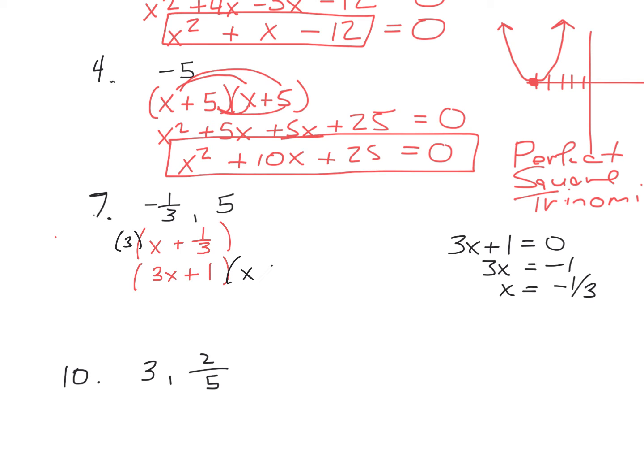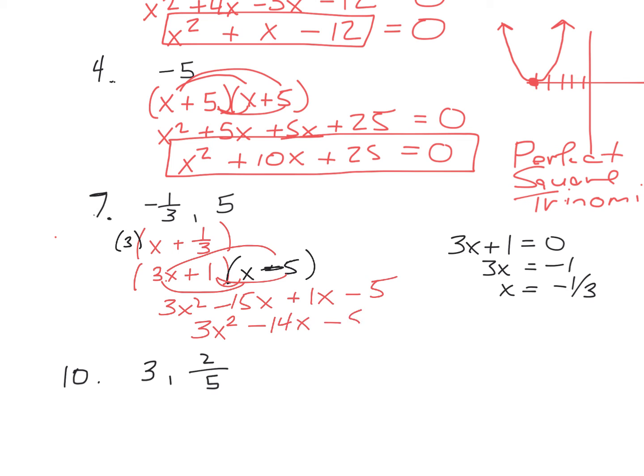The plus 5 we would just write as x minus 5, and then we would FOIL. So I'd have 3x squared. Outside terms would be negative 15x. Inside would be 1x. Last terms would be negative 5. Combining like terms, then we'd have 3x squared minus 14x minus 5 is equal to 0.